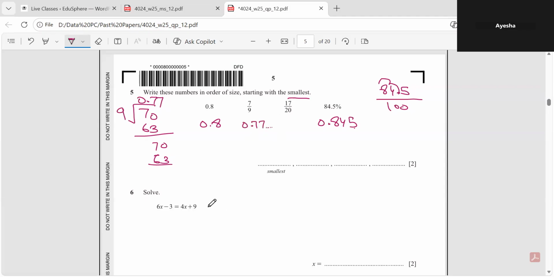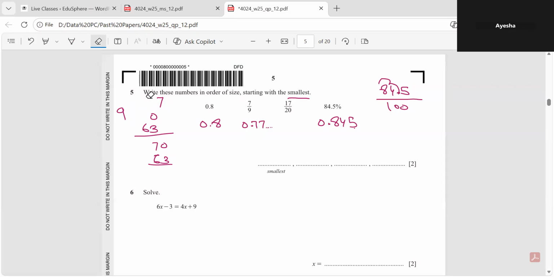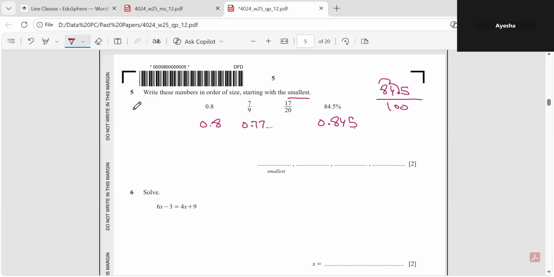And then 17 by 20. So let's divide 17 by 20 also. So I'm going to use the same portion of my paper, and I'm dividing this, and that is 17 inside and 20 outside. So since we cannot divide it, again we have to put the decimal here.